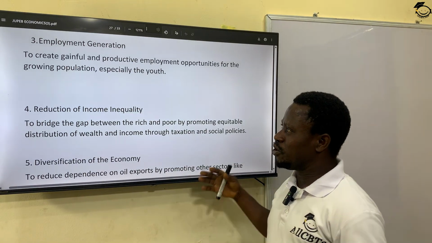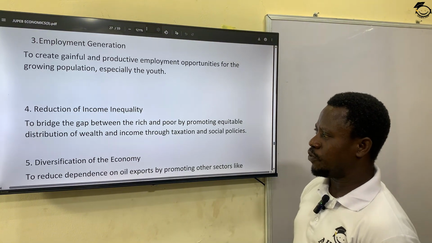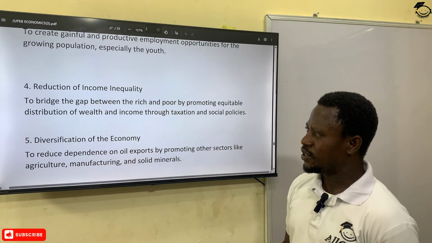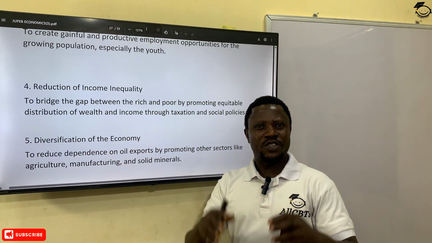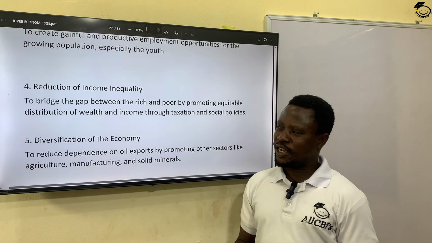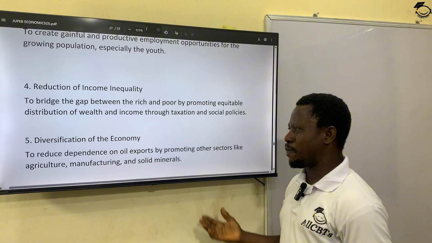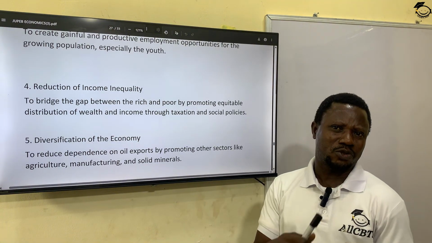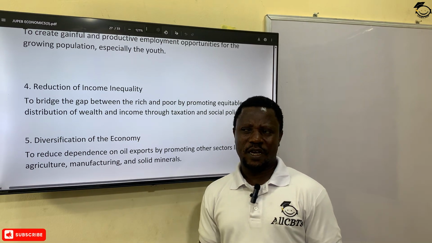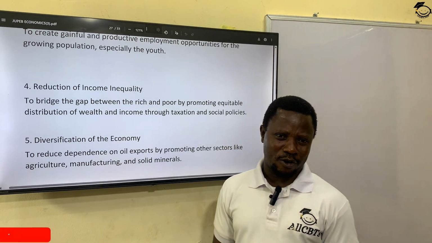Okay? So the government needs to find a way of reducing this gap, this inequality between the rich and the poor. And lastly, before I drop this question, is diversification of the economy. We depend solely on crude oil. Thank God lately we're making more money from tax anyway. But then we need to diversify the economy, not just from oil. We need to look into agricultural products. We have solid minerals. This country is so rich, you understand, in solid minerals. We need to improve manufacturing, okay, so as to make money from other sectors in order to improve our economy.